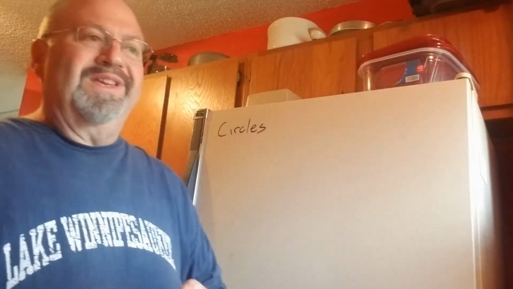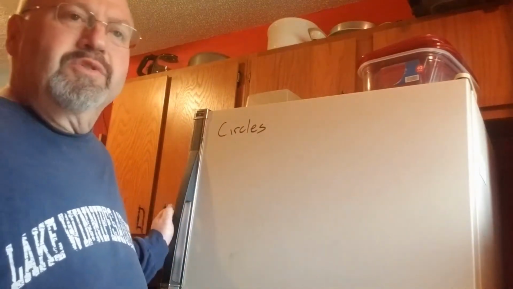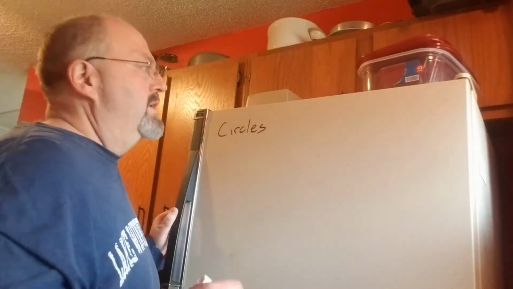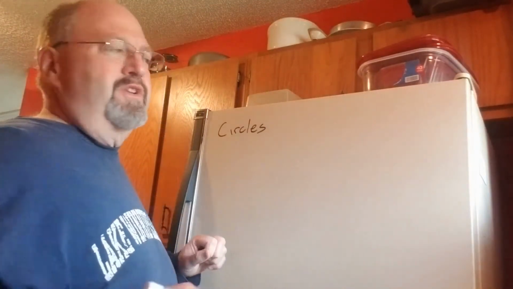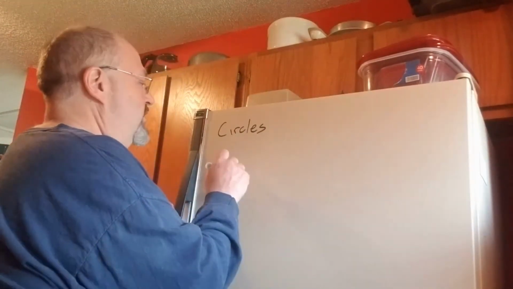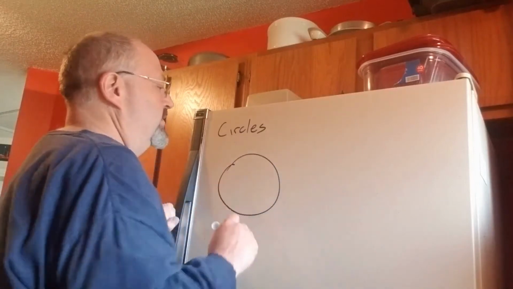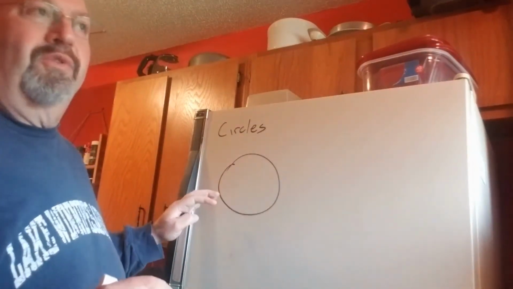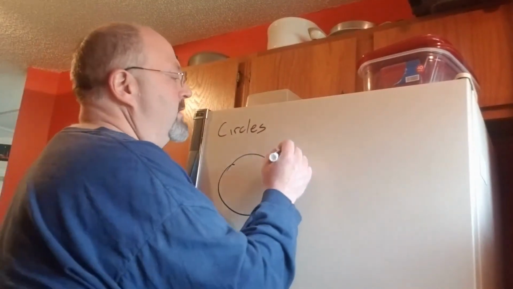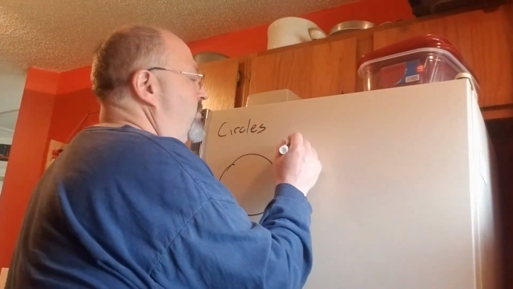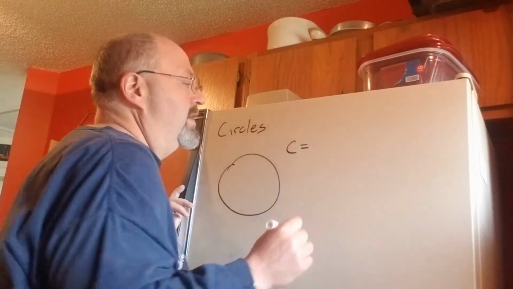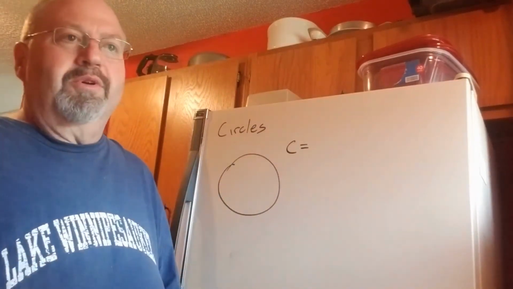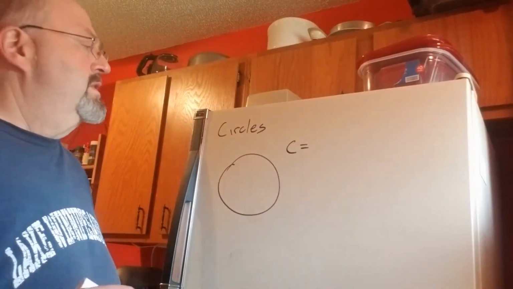First one we're doing is circles. This should mostly be a review. Couple of equations that you need to know about circles. First one is the perimeter of the circle, which gets its own special name. So instead of perimeter, we call it circumference. You should remember what the circumference of a circle is.